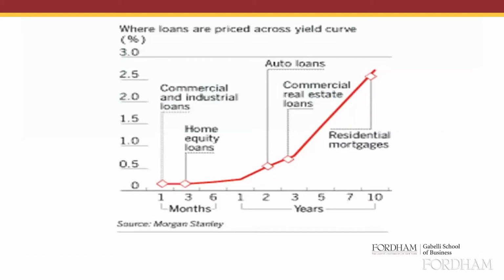This is a chart to show you that residential mortgages are linked to the 10-year Treasury. Commercial real estate loans are connected to the 3-year, auto loans to the 2-year, home equity loans to the 3-month yield, and C&I loans connected to the 1-month interest rate.